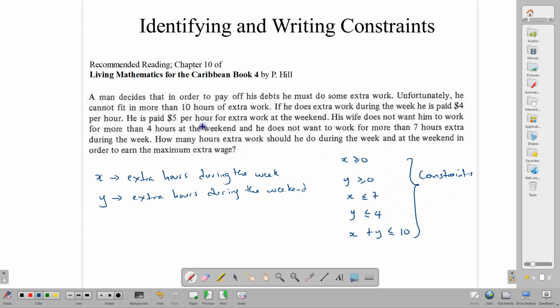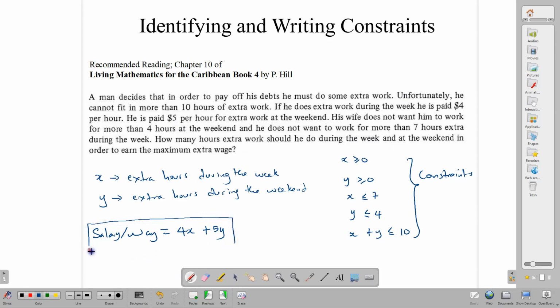There's one more thing called the objective function, and that function concerns his salary, or his wage. If he works extra hours in the week, he's paid $4. So we can have 4x, and the wage on the weekend would be 5. So this little thing here, we call it our objective function. We're going to talk about it a little bit more.